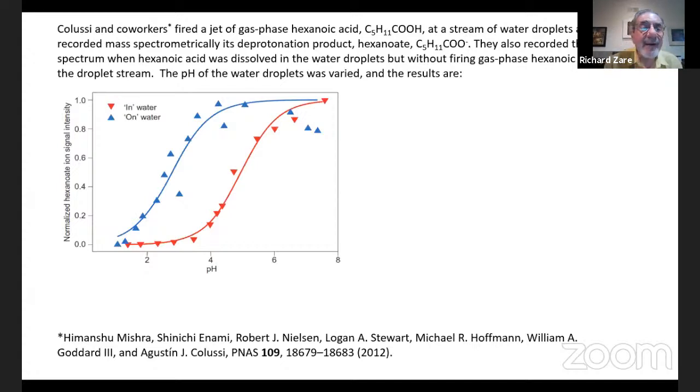And here are some experiments done by Zare and co-workers in 2012. You can see the reference where this was published at Caltech. What they did is they fired a jet of hexanoic acid, C5H11COOH, at a stream of water droplets, and they could vary the pH of the water droplets. And they also put hexanoic acid into the water droplet without firing anything at it. So you have both in water and on water in terms of what's happening.